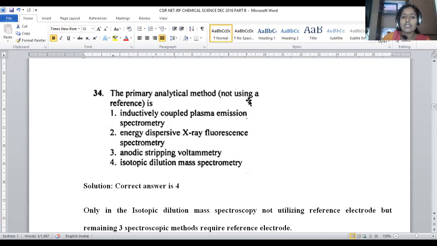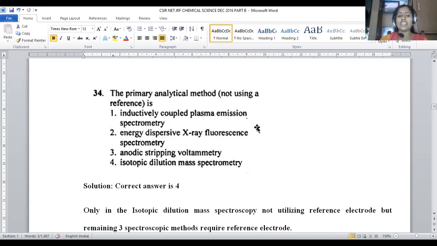The primary analytical method not used with a reference. So whichever method is not applicable, not applied with a reference. If we are constructing any galvanic cell, any kind of cell, one will be the reference and another will be the unknown electrode. So one reference electrode, another unknown electrode will be there. In that case, there is a possibility of potential difference. But there is one method where a reference is not at all applicable.